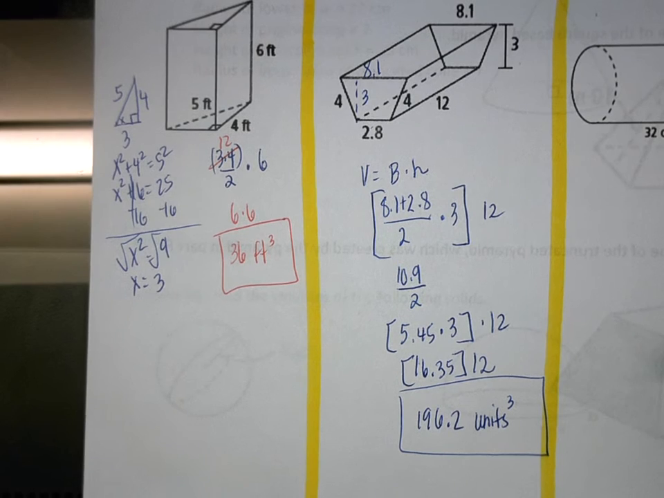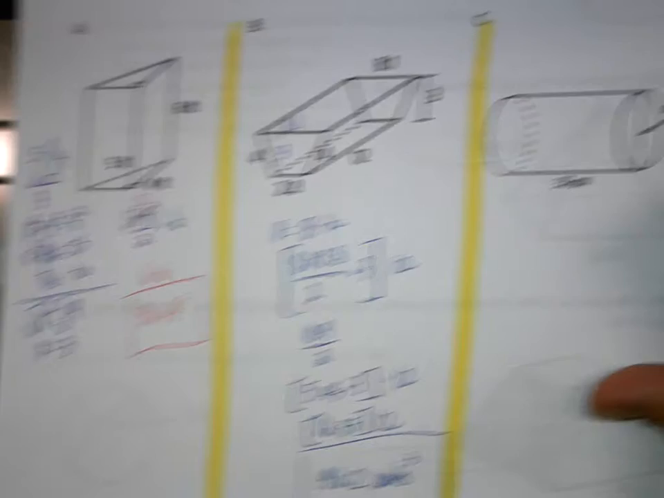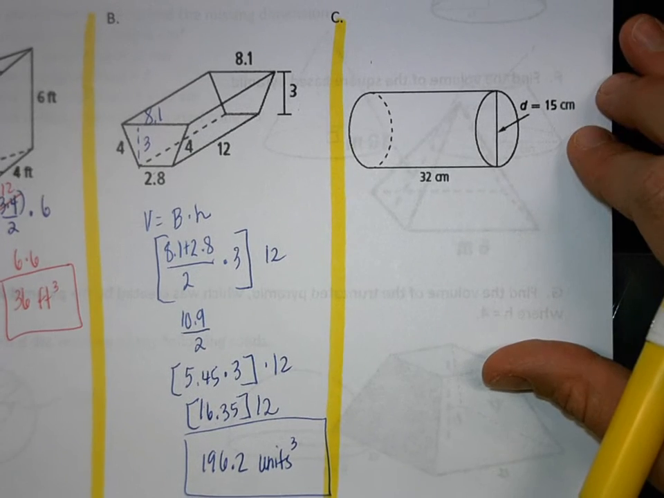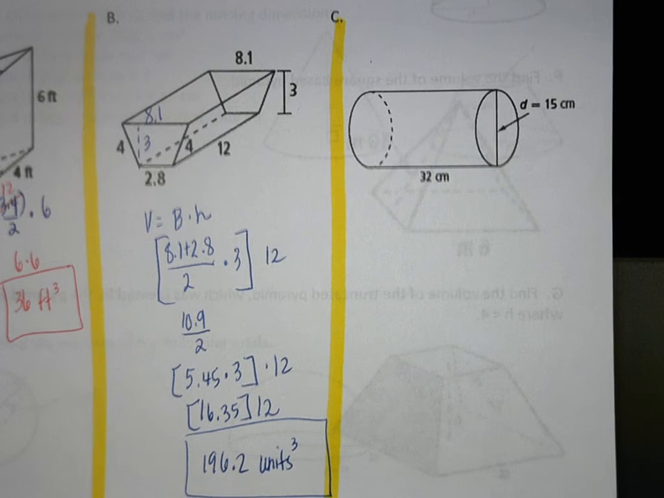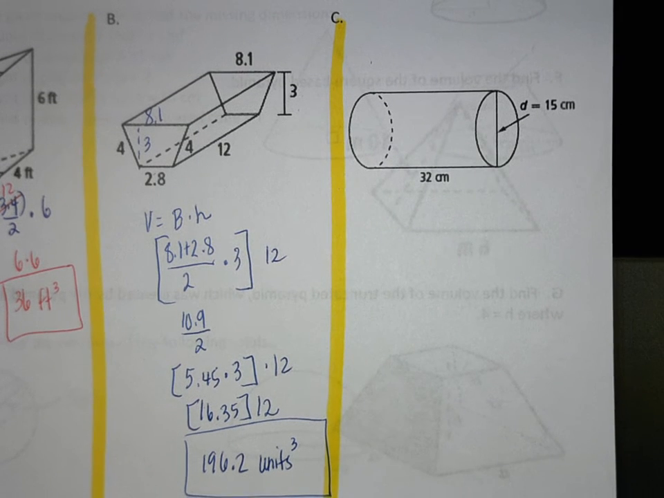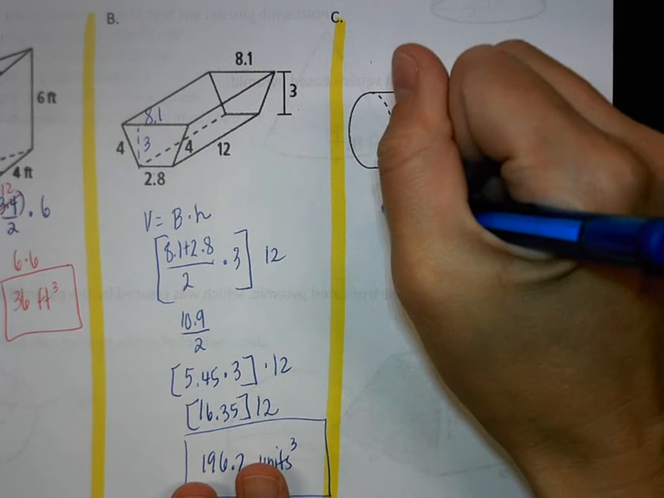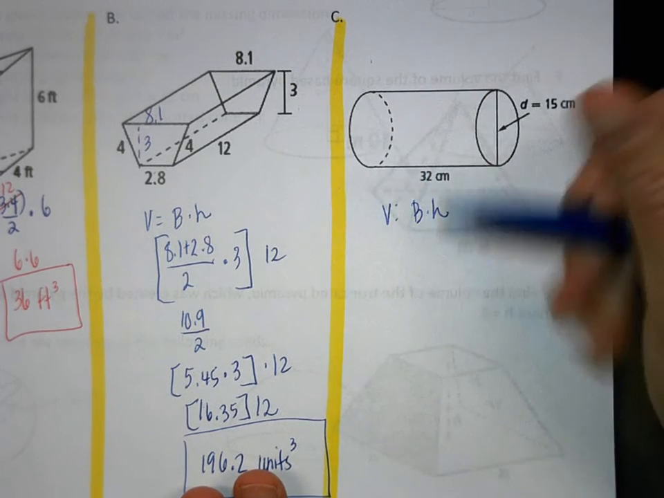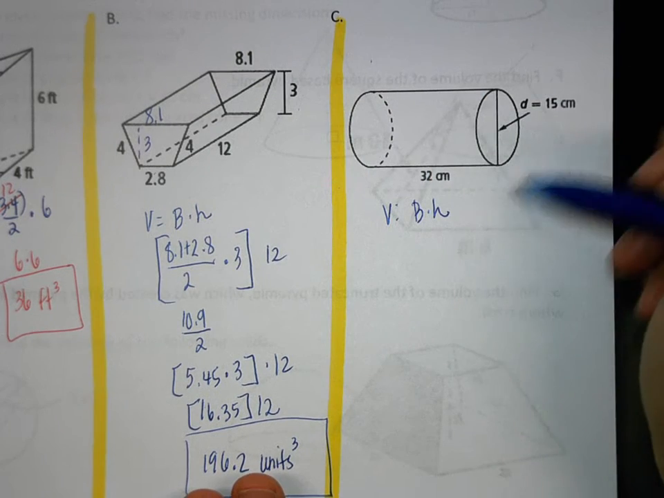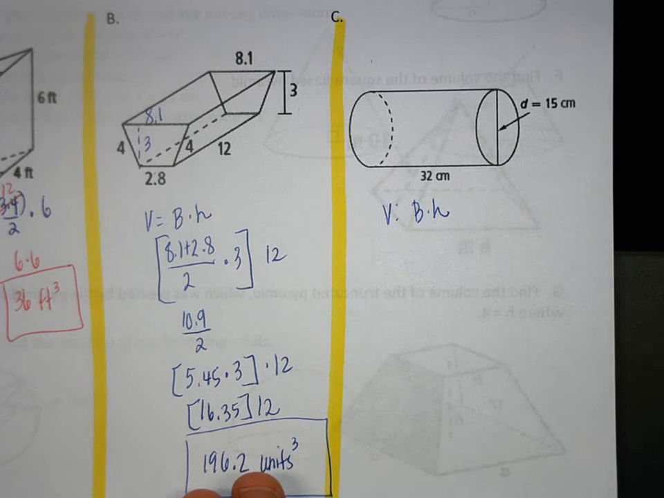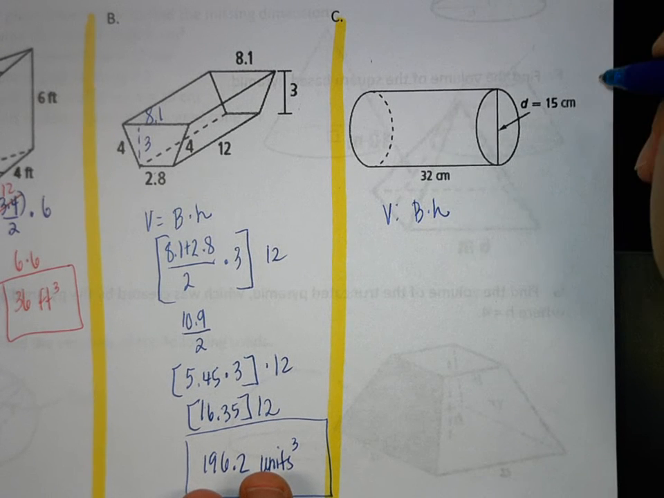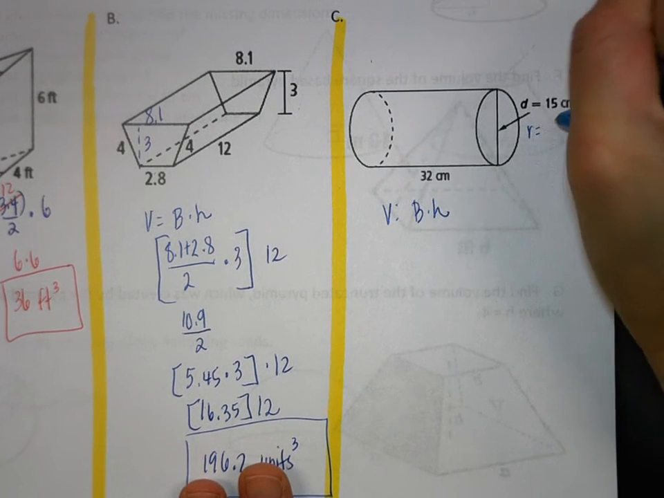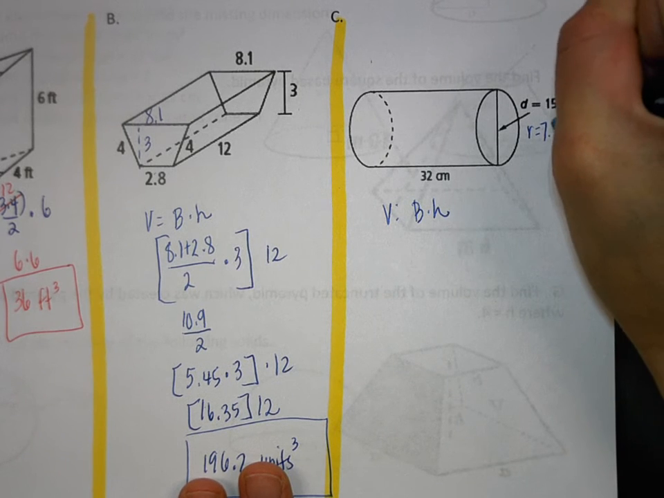Okay, moving on to C. We ready? Okay, so this is a what? Cylinder. And so what would be my base area on this one? Very good. It's a circle. So again, volume, we're going to do base area times our height. And in this case, my base area would be the area of a circle. They've given me my diameter. And so if my diameter is 15, that means my radius is going to be 7.5. You guys are so intelligent.